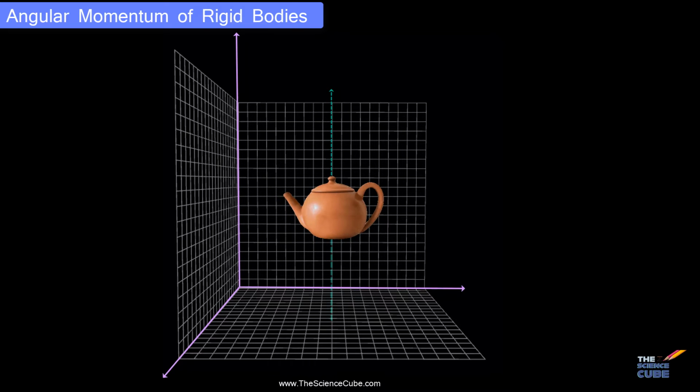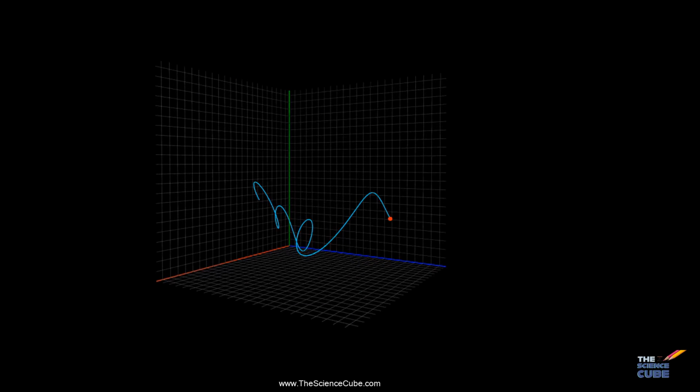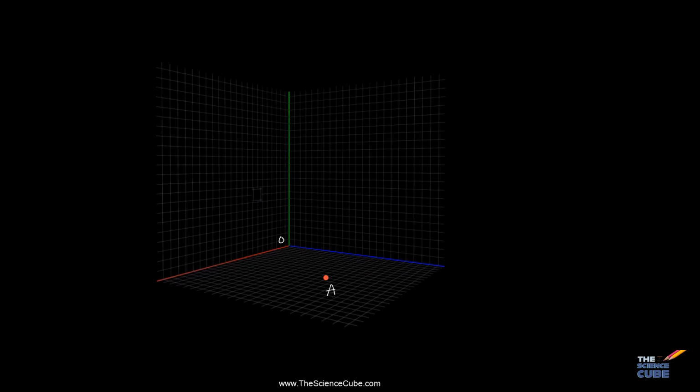In this lesson, we will understand the idea of angular momentum of a rigid body. Now, we know that for a single particle, angular momentum L is defined as the cross product of its position vector r and its linear momentum p. That is to say, we do know how to calculate the angular momentum of a single particle.